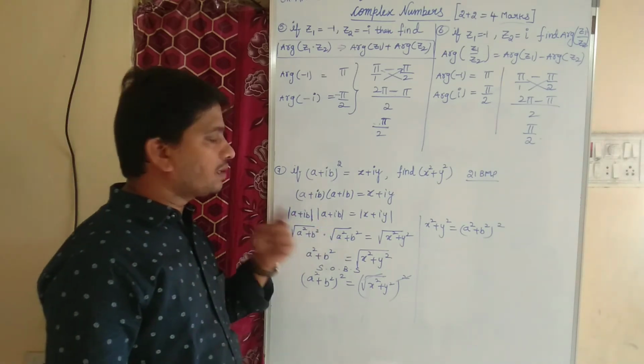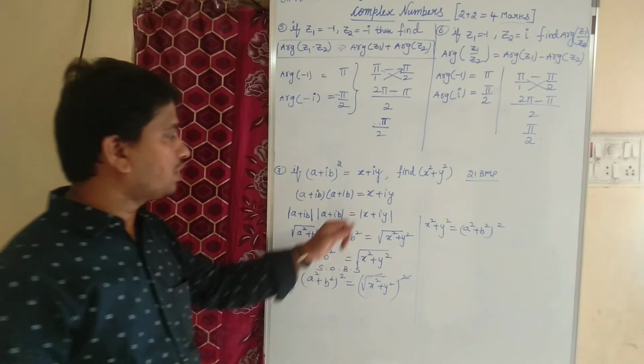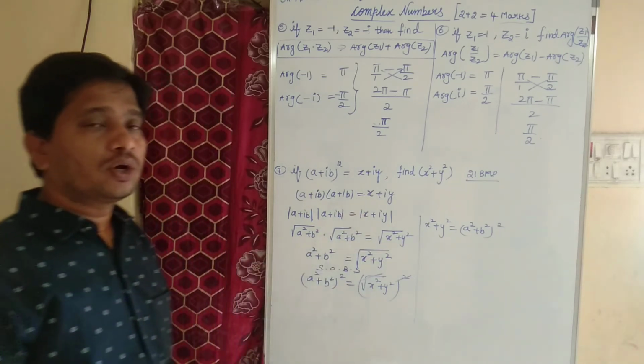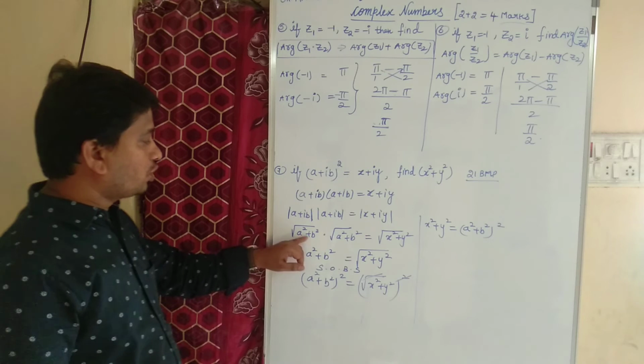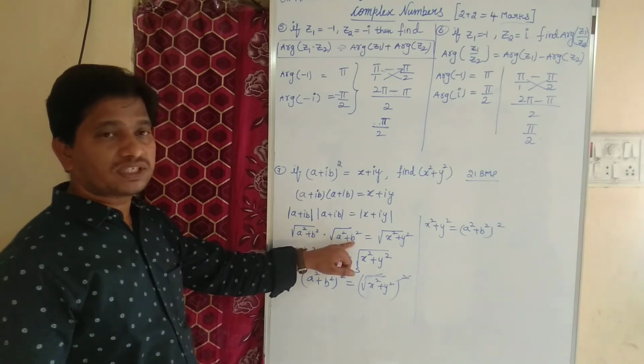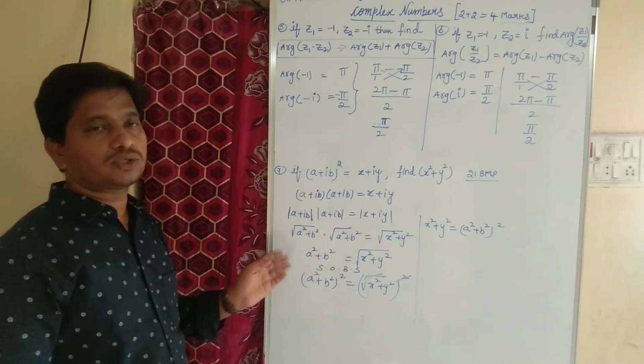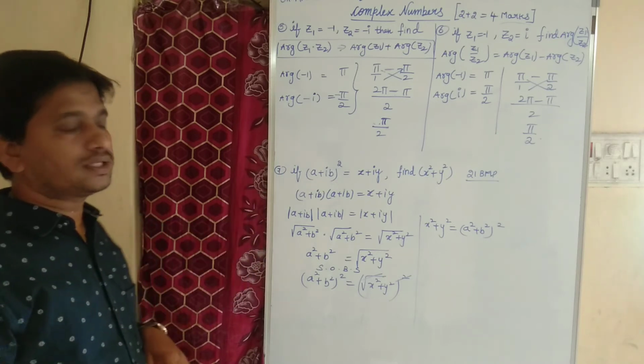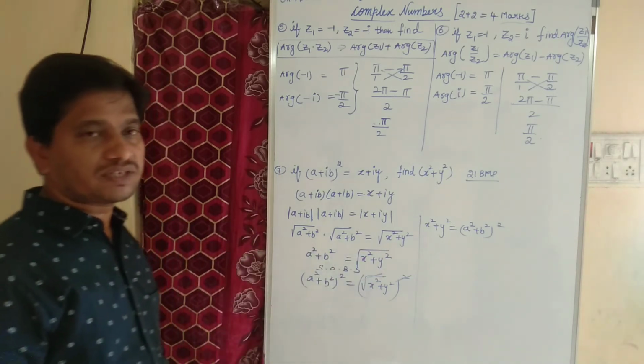What is mod of a plus ib? Root over a square plus b square. Equal to what is mod of x plus iy? Root over x square plus y square. Root over a square plus b square into root over a square plus b square, you will get only a square plus b square, because the square root gets cancelled. Equal to root over x square plus y square.